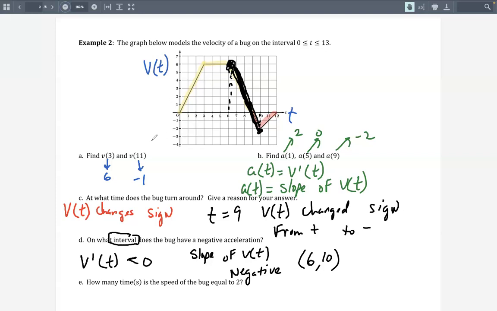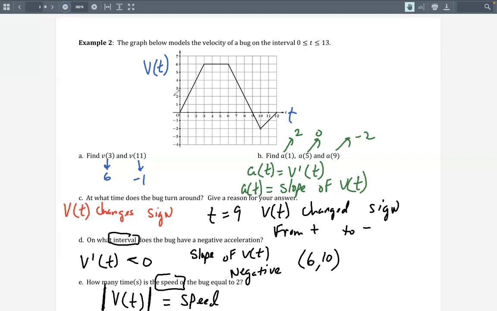Okay, next, part E. How many times is the speed, and speed is the key word, how many times is the speed of the bug equal to 2? Well, you got to be careful with the word speed. Speed means the absolute value of the velocity, because speed strips away direction. Speed is just the magnitude, not the direction. So speed is the absolute value of velocity. So since speed is the absolute value, if they ask you for a speed of 2, the velocity could be 2 or the velocity could be negative 2.